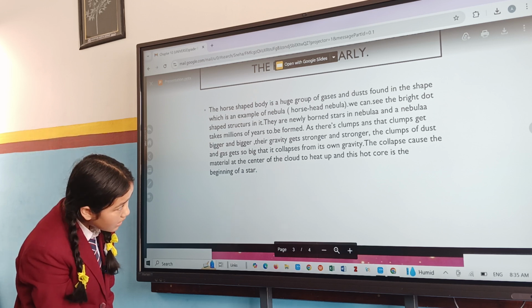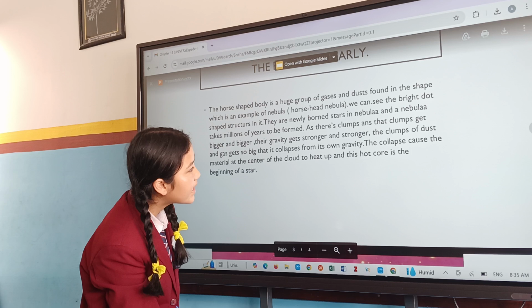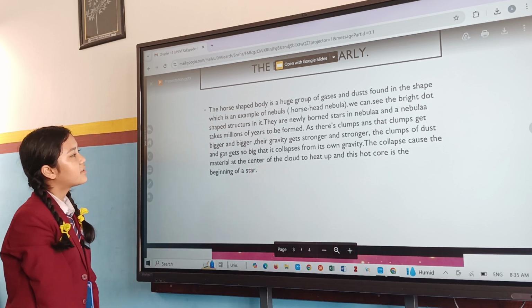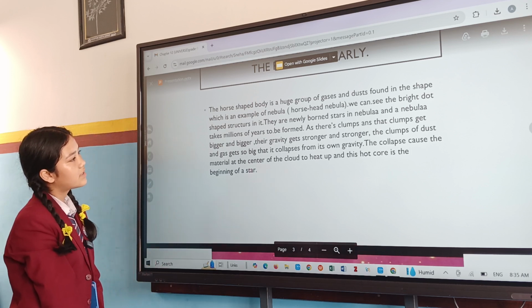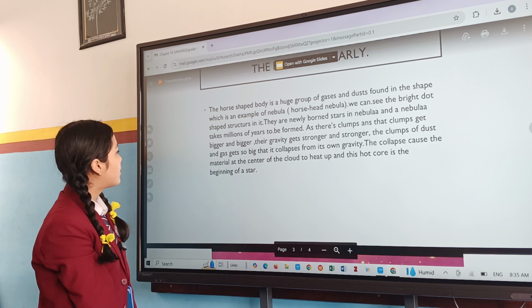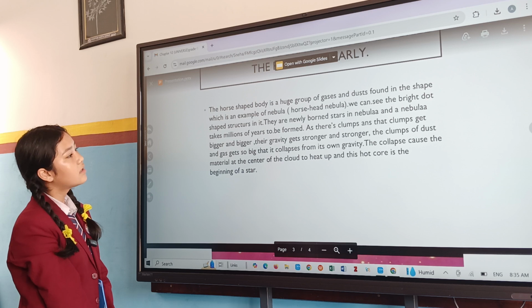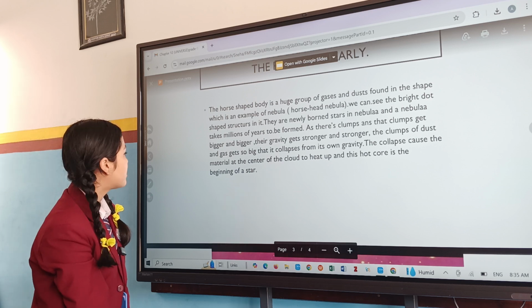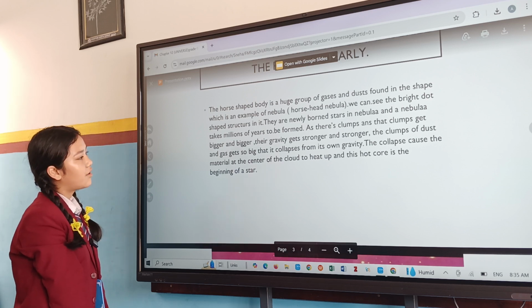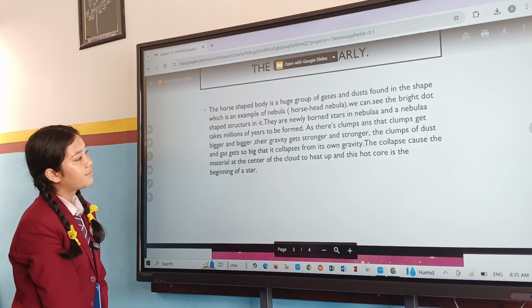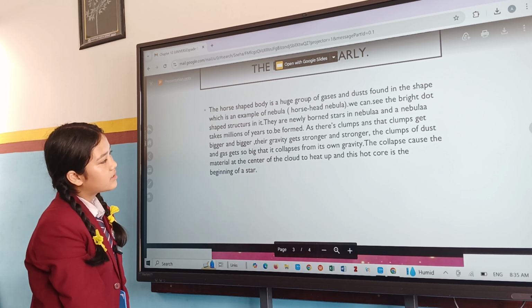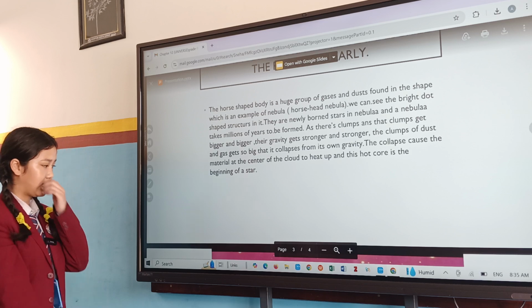are clumps, and those clumps get bigger and bigger. Their gravity gets stronger and stronger. The clumps of dust and gas get so big that they collapse from their own gravity. The collapse causes the material at the center of the cloud to heat up, and this hot core is the beginning of the star.